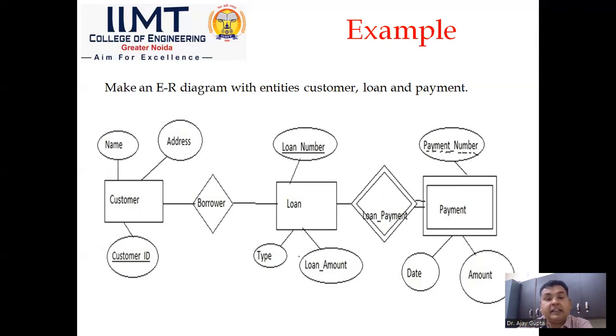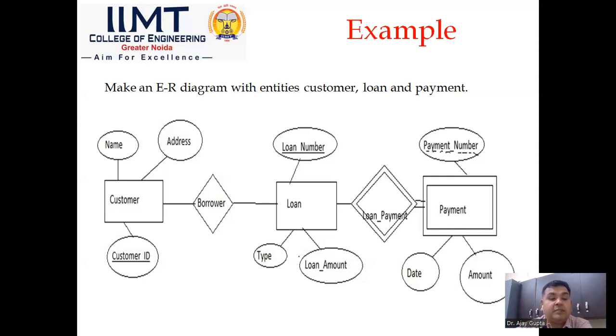For representing three entity sets, we have taken three rectangular boxes, out of which one is a weak entity set. Which one is the weak entity set? Payment is the weak entity set. So we have drawn payment in a double rectangular box, and customer and loan are strong entity sets because they have their own primary key. Let's see this example in detail. Customer has three attributes: name, address and customer ID, and customer ID itself is sufficient to identify any customer uniquely.